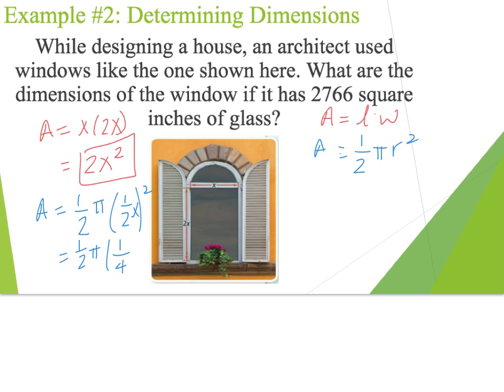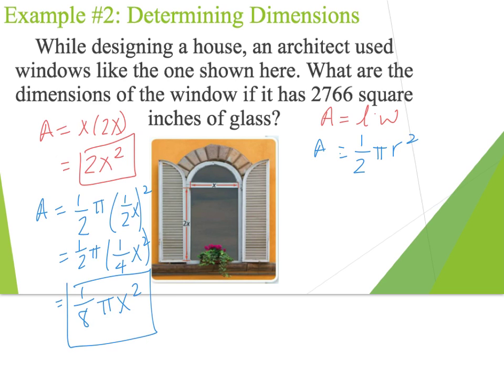2 squared is 4, and then x squared is x squared. And then finally we need to multiply those two fractions together. So 1/2 times 1/4 is 1/8. And so this is 1/8 pi x squared as the area of the semicircle.